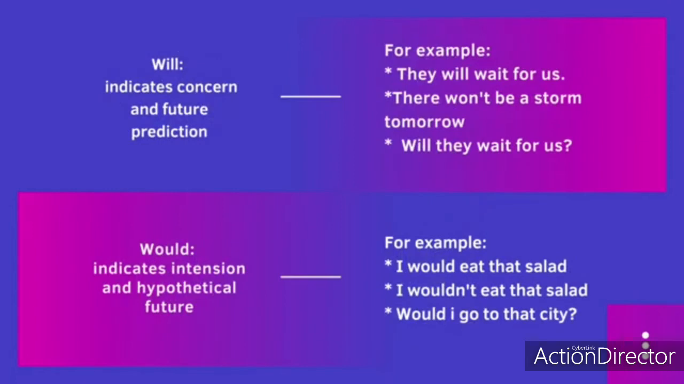Will. This is a verb that talks about the future, prediction, certainty, or promise; it establishes that it is possible or certain for something to happen next. For example, they will wait for us, indicates certainty. There won't be a storm tomorrow, indicates future prediction. Will they wait for us? indicates certainty.